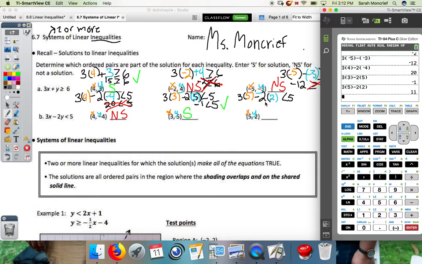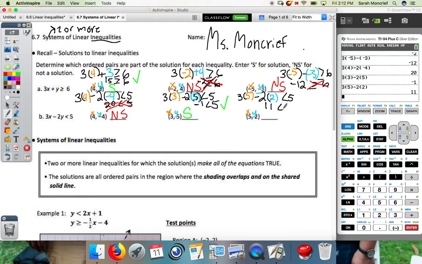What do we get? We got 11. So is 11 less than 5? No, 11 is actually bigger than 5, so it is not a solution. Alright, anyways, we knew that one was wrong.